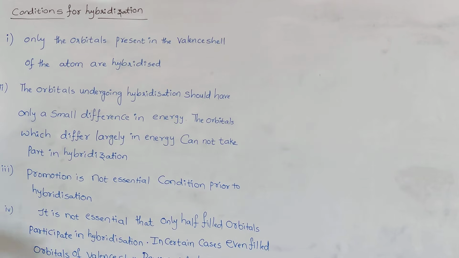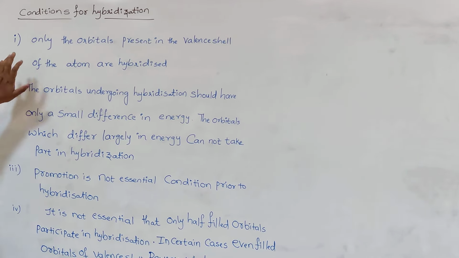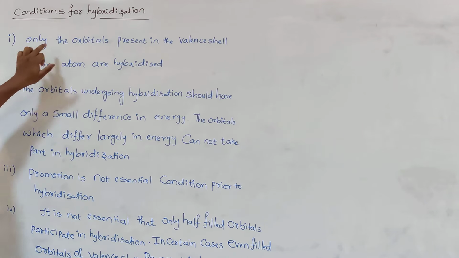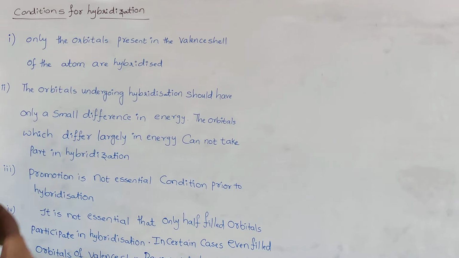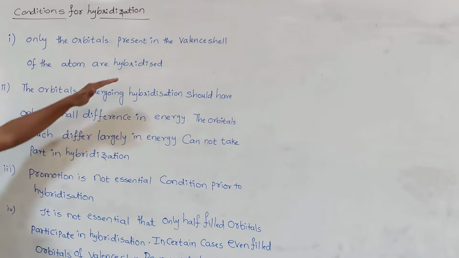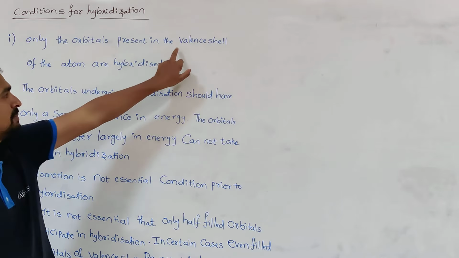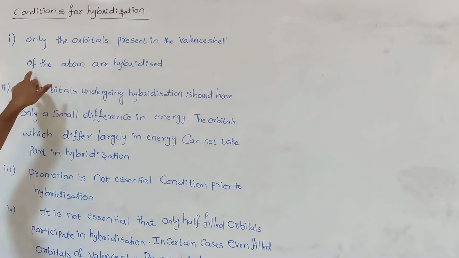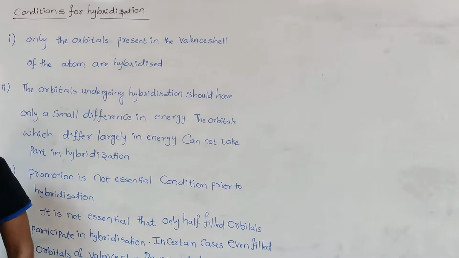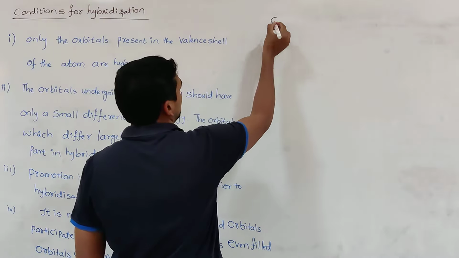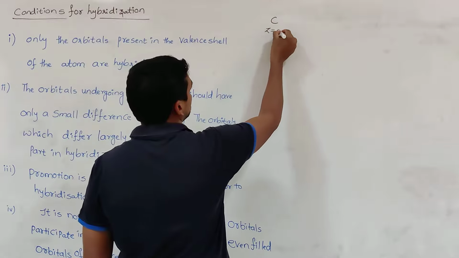So the conditions for hybridization. The first one, which is very important to understand the concept of hybridization: only the orbitals present in the valency shell of the atom are hybridized. Which atomic orbitals participate in the hybridization? Simply, the atomic orbitals which are present in the valency shell of the atom. For example, carbon is there. The carbon Z is equal to 6.